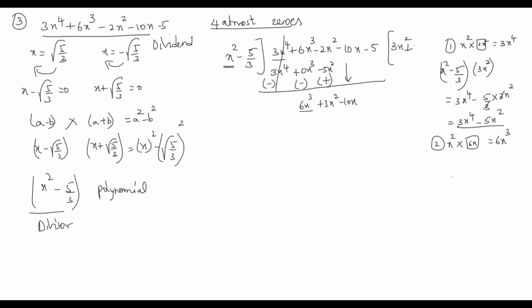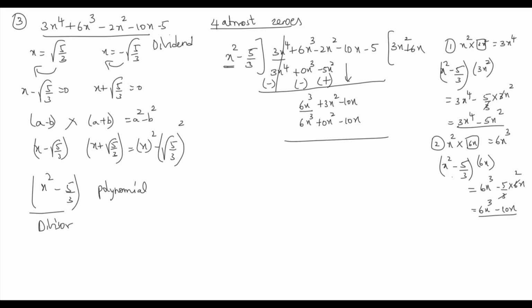So place 6x here. Take the whole divisor, that is x square minus 5 by 3, and multiply it by 6x. We will get 6x cube minus 5 by 3 into 6x. That is 3 ones are, 3 twos are. That is 6x cube minus 10x. Now place this carefully underneath 6x cube. Because there is no x square term, it will be 0x square, and this will become minus 10x.